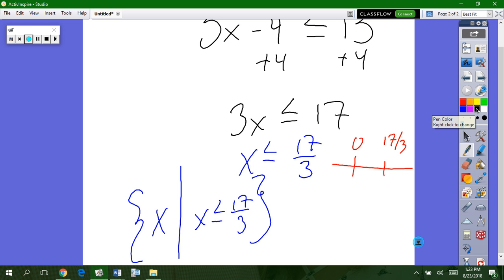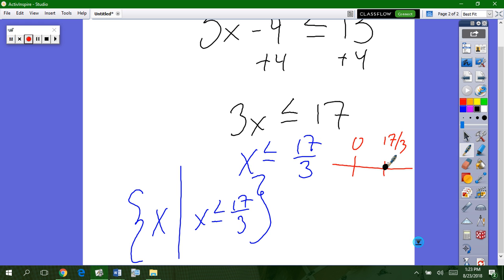Is this an open or closed dot? Closed because of the equal to, right? Because could I plug 17 thirds in here and that's still a true statement? Is 17 thirds less than or equal to 17 thirds? Yes, hence why I can include that on my graph, because it works in the equation. Whereas in the previous example, 5 is not less than 5, right? Hence why it was still open.